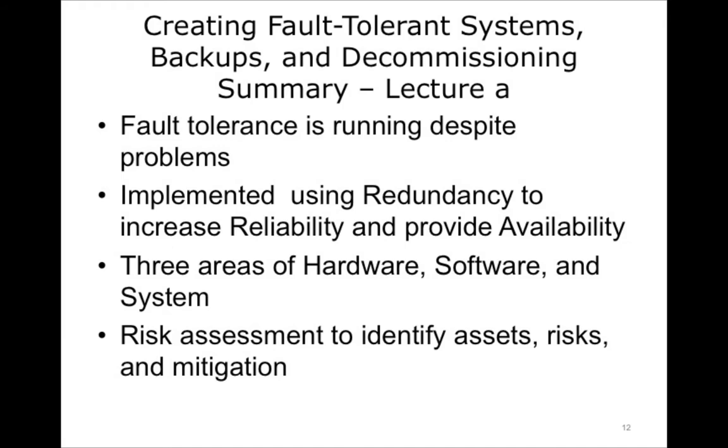This concludes Lecture A of Creating Fault-Tolerant Systems, Backups, and Decommissioning. In this lecture, we defined fault tolerance as a system's ability to continue performing to specification despite problems. The idea is to minimize downtime and maximize availability through reliability and redundancy. Hardware, software, and systems are three areas that should be fault-tolerant. To make systems more fault-tolerant, use risk assessment to evaluate potential problems, then mitigate those potential problems using best practices.